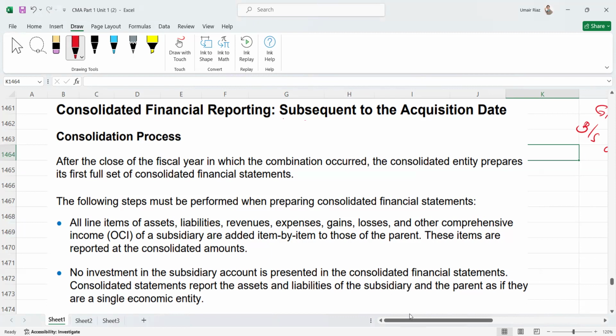So this is called subsequent to the acquisition date. For example, I'm just assuming your date of acquisition is 1st January, let's assume 2024, right? This is the date of acquisition, and let's assume this is the start of the year also. And then you have a year end, a reporting date, for example, 31st December 2024. Now, today we are discussing this date.